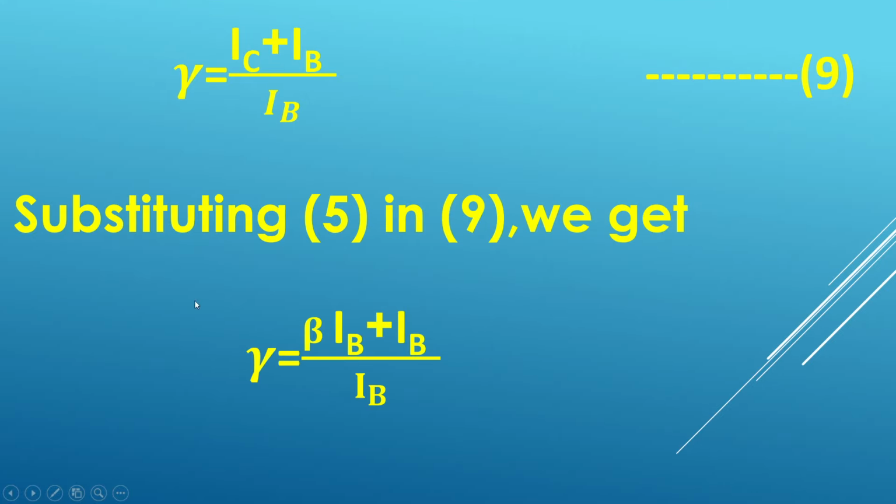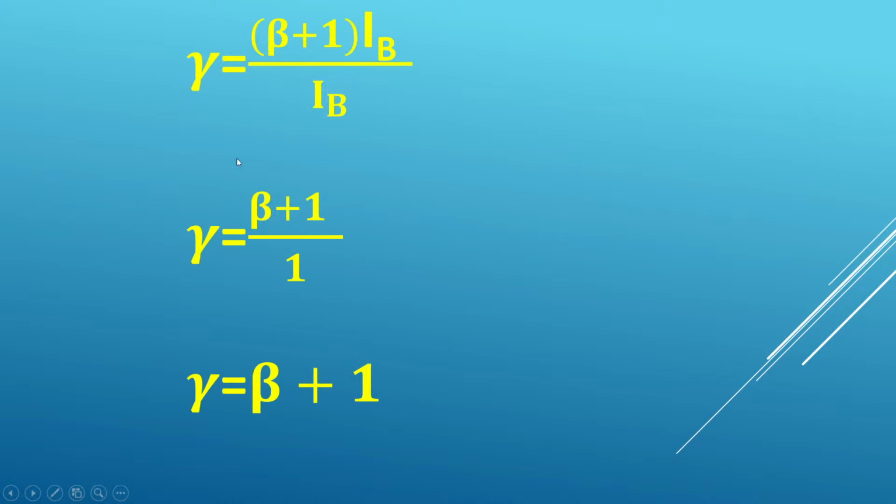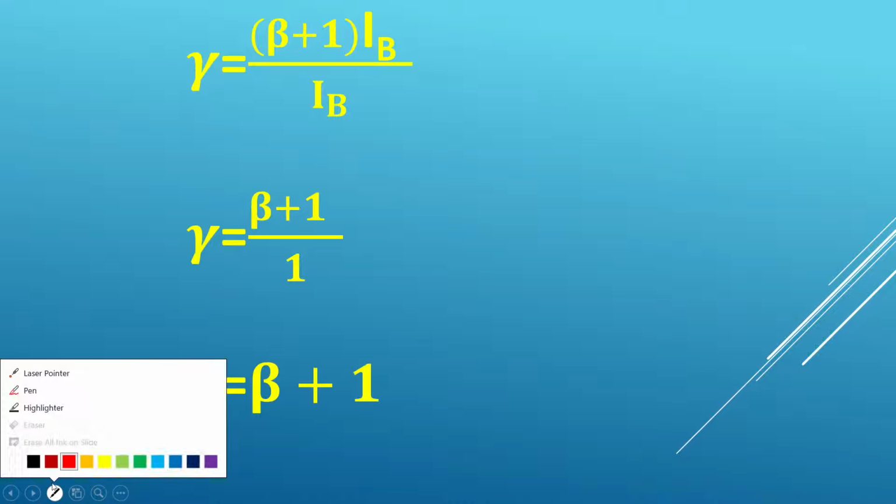So numbering is correct. So gamma equal to beta IB plus IB by IB. You can take IB common in the numerator and you can cancel numerator and denominator. I hope you have written. So I have taken IB common and I have cancelled numerator and denominator IB.